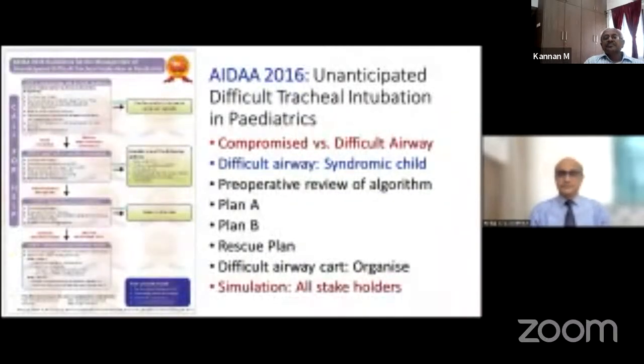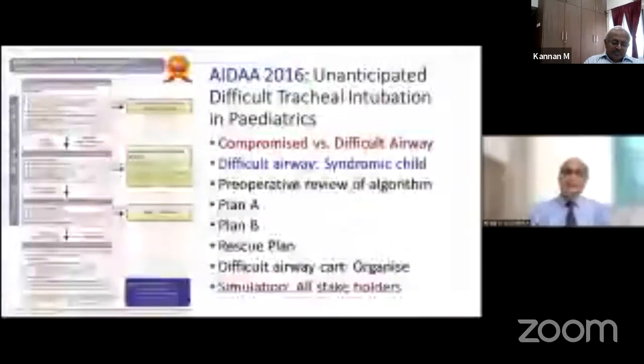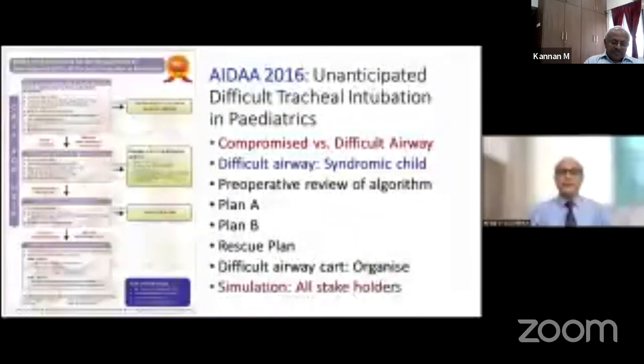Even when you have a doubt, I would suggest if you are planning a difficult airway intervention, it's better to look at the algorithm again. Have a look at the algorithm and define where you would have your plan A, plan B, and what is your rescue plan in case none of these 2 plans work out. So have a preoperative review of an algorithm, especially look at a child who may belong to one of the syndromes, but also make sure whether it is a compromised versus a difficult airway.